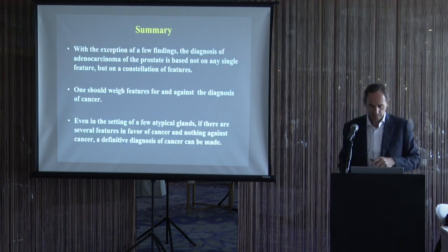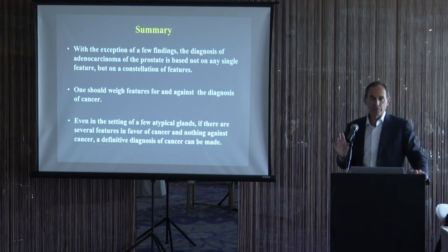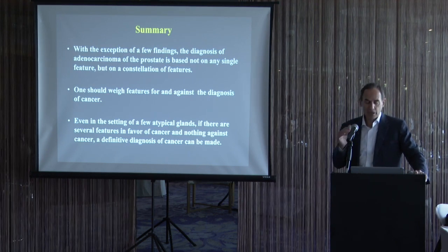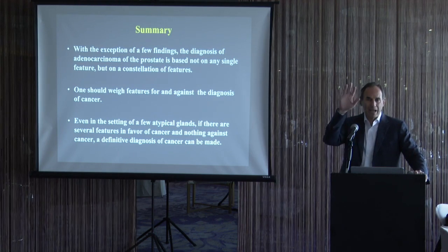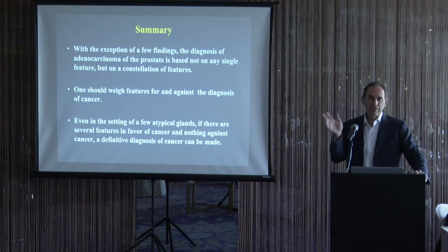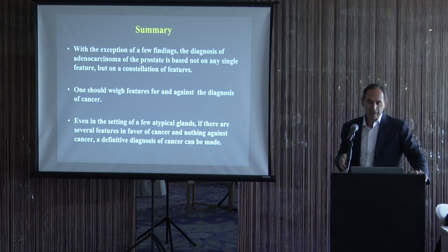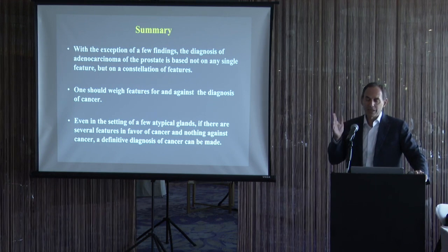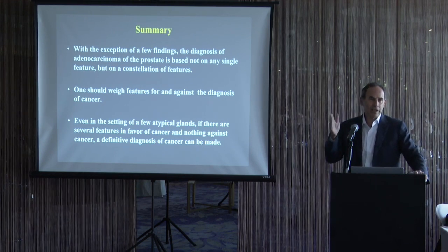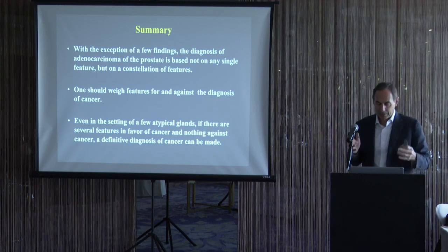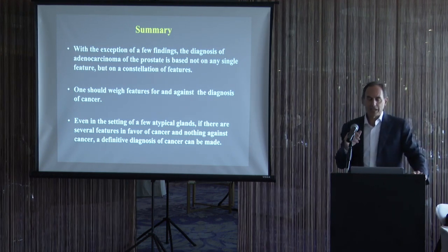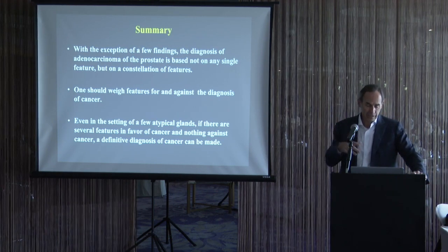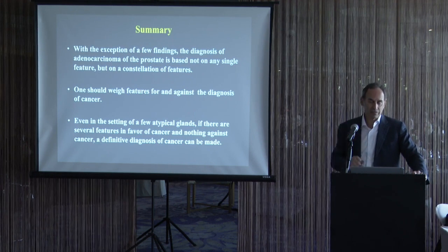So to summarize, with exception of a few findings that I mentioned, usually when you diagnose prostate cancer, you base it not on a single feature, but you base it on that mental balance sheet, a constellation of features. You weigh features for cancer and against cancer. And hopefully what I've been able to do with this lecture is kind of lower your threshold for calling cancer, but at the same time sensitizing you when not to call cancer and when to back off from calling cancer. But to recognize that even in the setting of a few atypical glands, if you have several features for cancer, nothing arguing against cancer, you can make a definitive diagnosis, again, on relatively limited tissue.